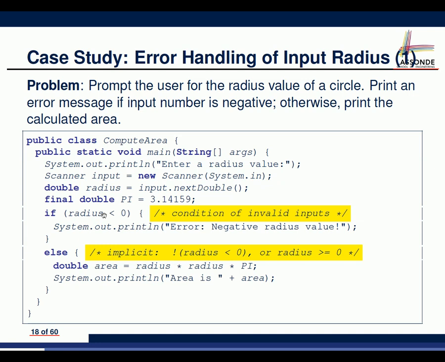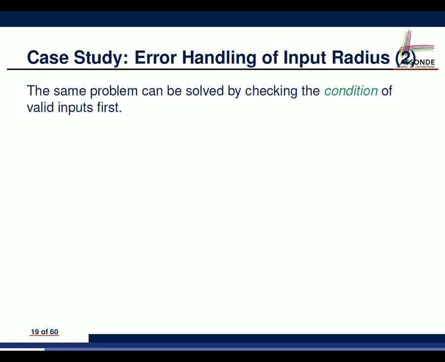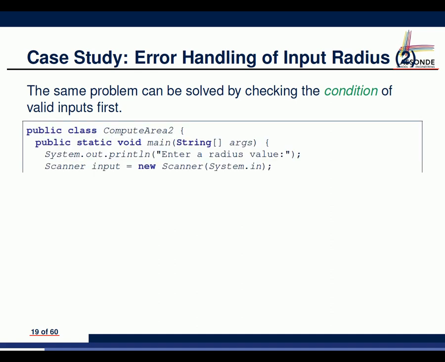That's something I want to show you. Okay, let me show you on the slide first, and I'll compare with you the two examples side by side. So now, let's think about the second version. The second version goes like this. We still declare the scanner as before, and then we also declare a radius read from the user.